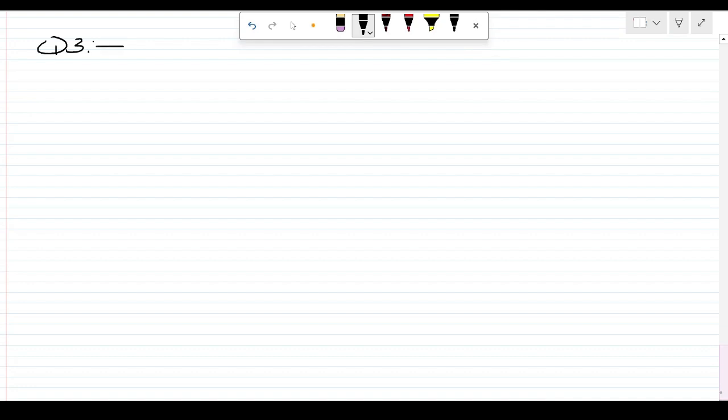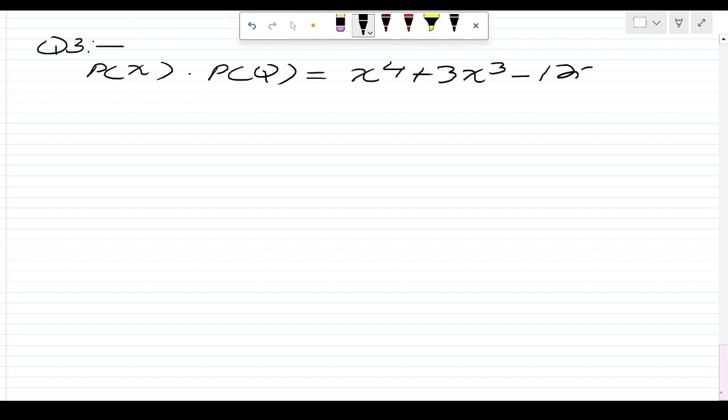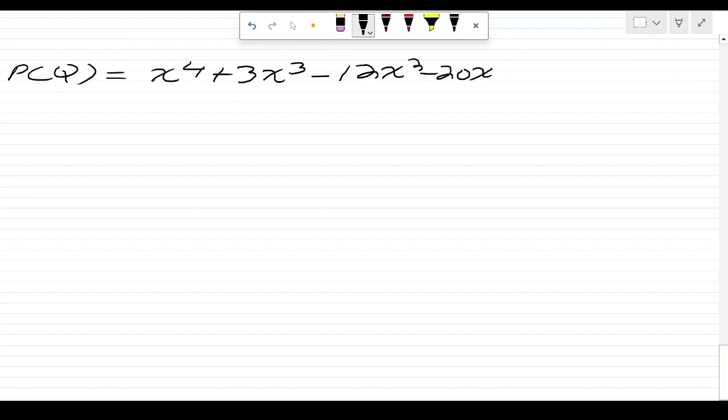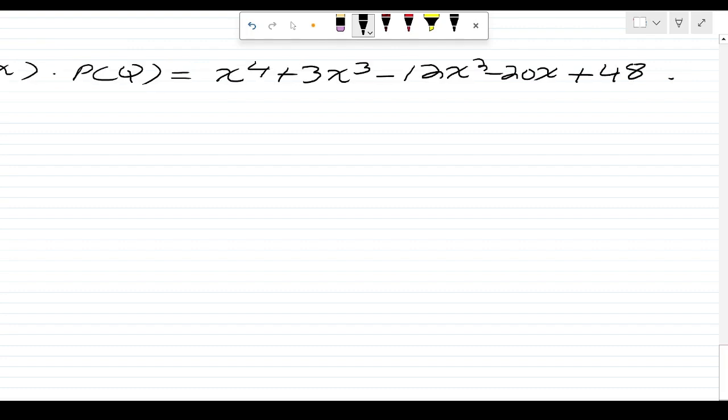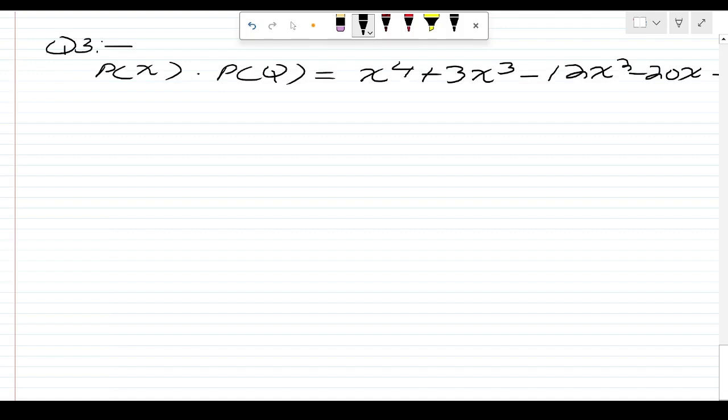In the third question, we are given the product of two polynomials. The first is P of x and the second is P of q. We are given these products, which is equal to x power 4 plus 3x cube minus 12x square minus 20x, and then at the end we have positive 48. Now what do we need to do? We are also given the HCF, and the HCF is x minus 2. So we need to find the LCM.